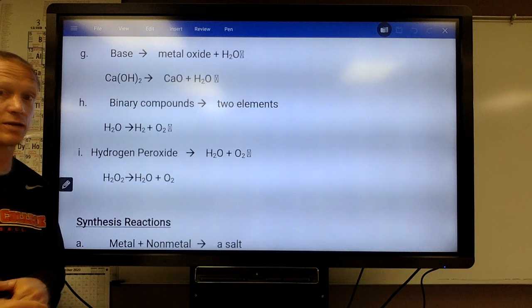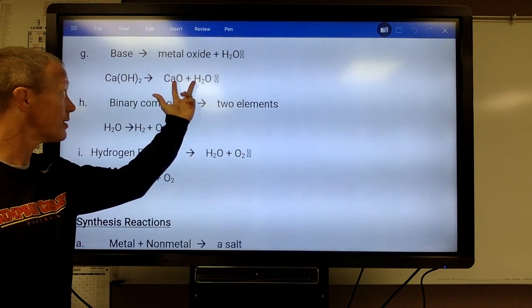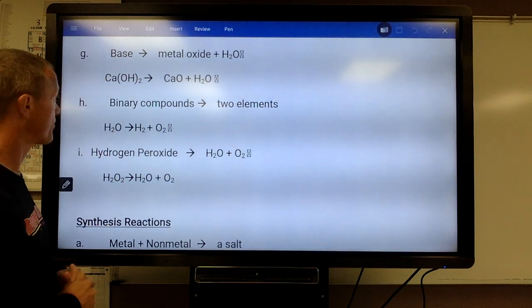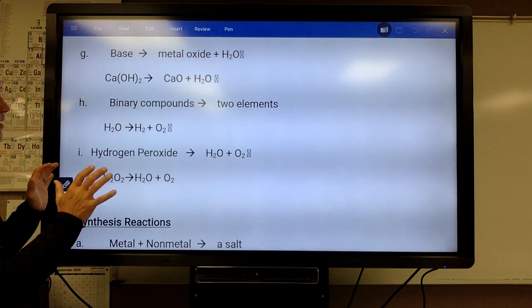whereas acids produce a non-metal oxide. Okay, the opposite is going to be true again. If you put a metal oxide in water, it produces a basic solution. So that really should be what you have to know.